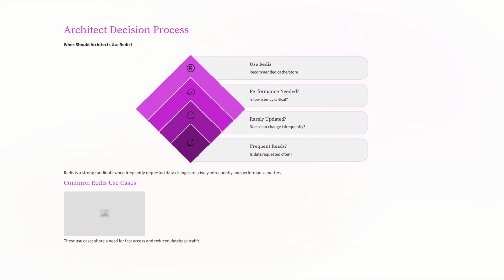Architects ask a few simple questions. Is the data requested frequently? Does the data change relatively infrequently? Is performance important? If the answer is yes, Redis becomes a strong candidate. Product catalogs, shopping carts, session information, API responses, and recommendation data are all common Redis use cases. The goal is to reduce database traffic and improve application responsiveness.